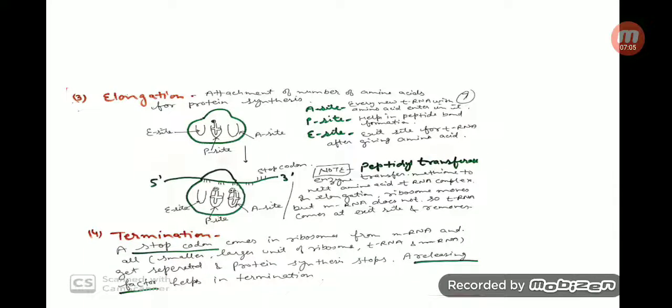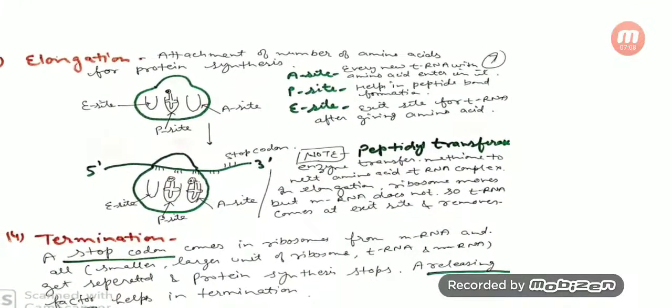Last step is termination. At the starting of termination, there is a long chain of amino acids on the ribosome. But at termination, there is appearance of a stop codon on the mRNA, so there will be no synthesis or no addition of more amino acids on the ribosome. So no more protein synthesis. A factor, that is the releasing factor, helps in termination.